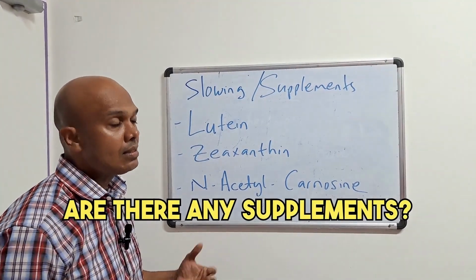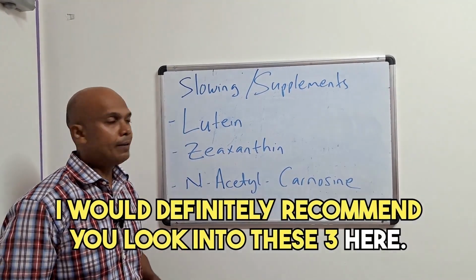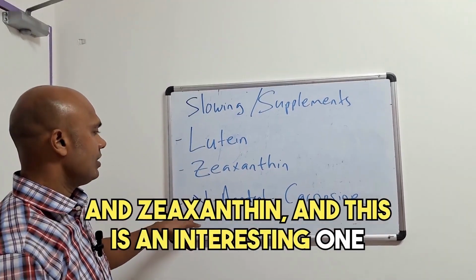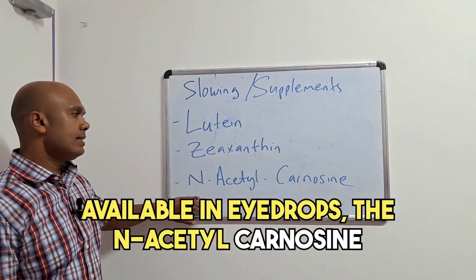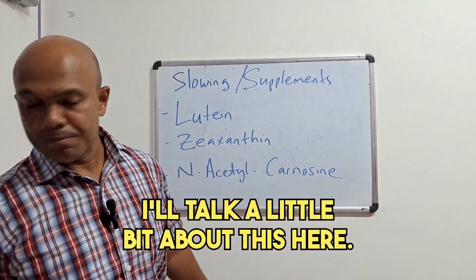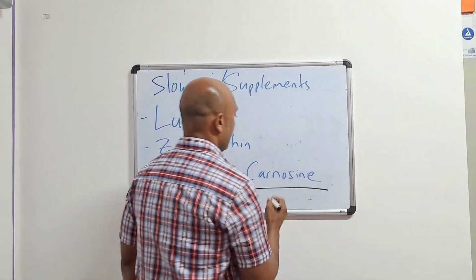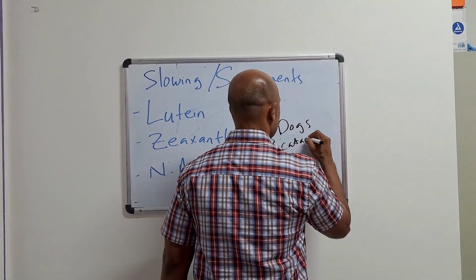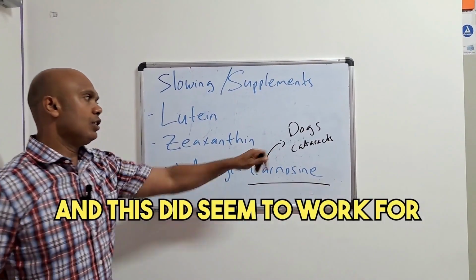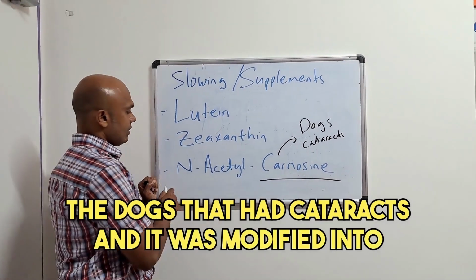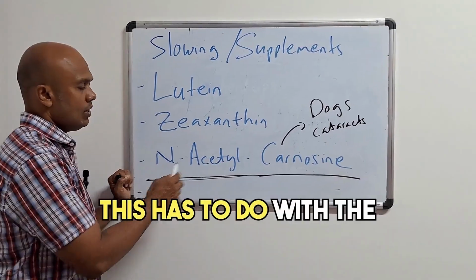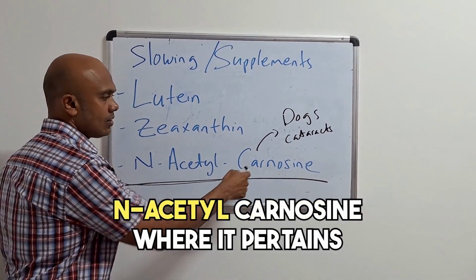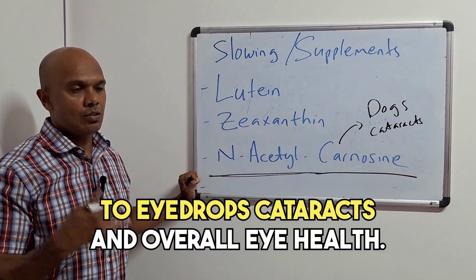Are there any supplements? I would definitely recommend you look into these three here. There are supplements available with lutein and zeaxanthin, and an interesting one available in eye drops, N-acetylcarnosine. I'll talk a little bit about this here. Carnosine eye drops were actually used in dogs that had cataracts, and this did seem to work for the dogs, and it was modified into N-acetylcarnosine for human use. This has to do with the different types of metabolism between dogs and humans. So you can do some reading on N-acetylcarnosine, where it pertains to eye drops, cataracts, and overall eye health.